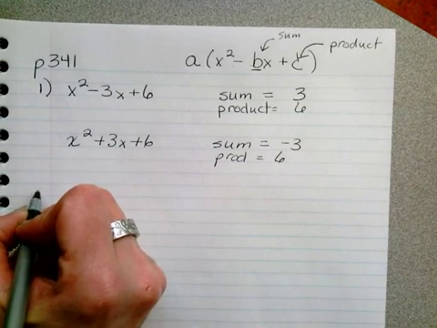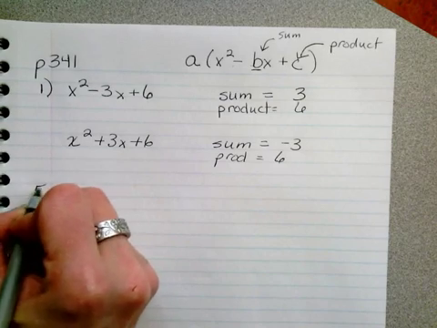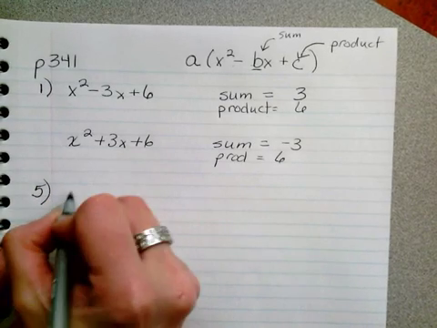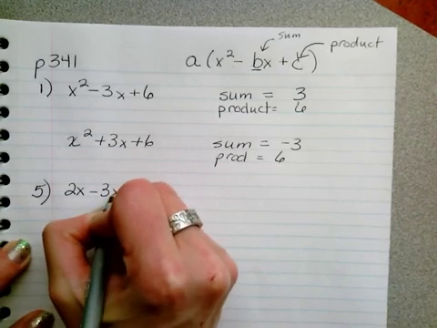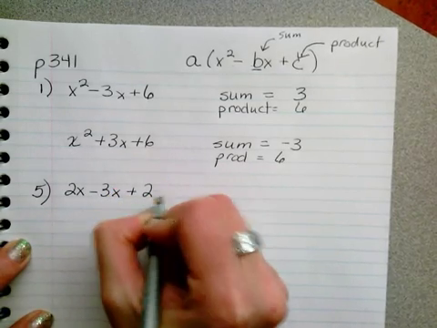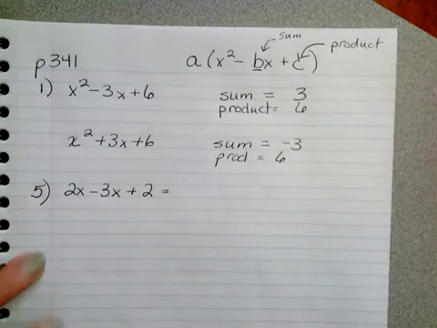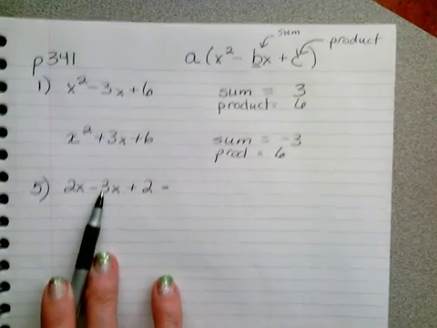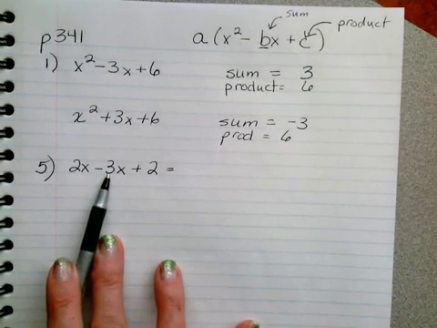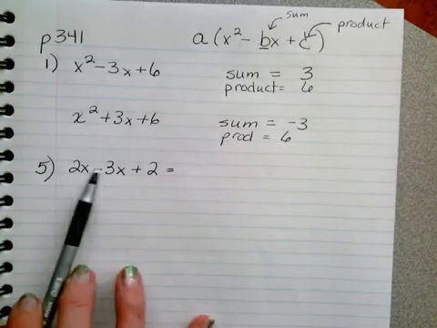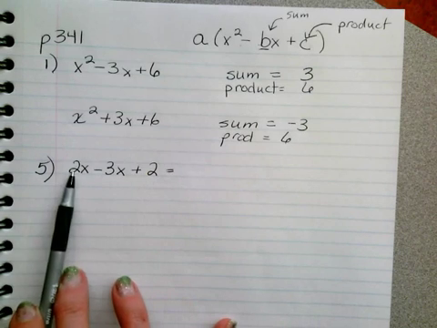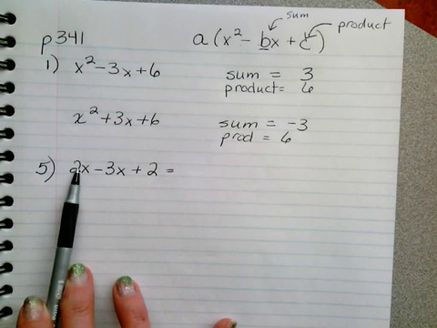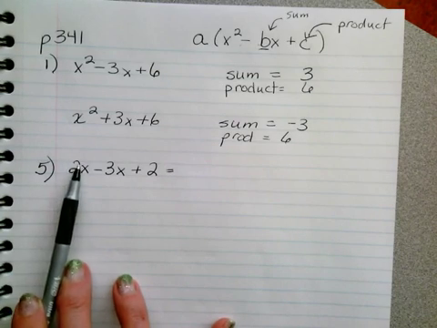Let's do number 5. First off, let's get it in quadratic form. I just kind of moved everything around. I moved that 3x over and I put it in the proper order. Now you're going to say, well, the sum should be a 3 and the product should be a 2. That would be true, but unfortunately this 2 has messed things up a little bit. That only works when the coefficient is 1.